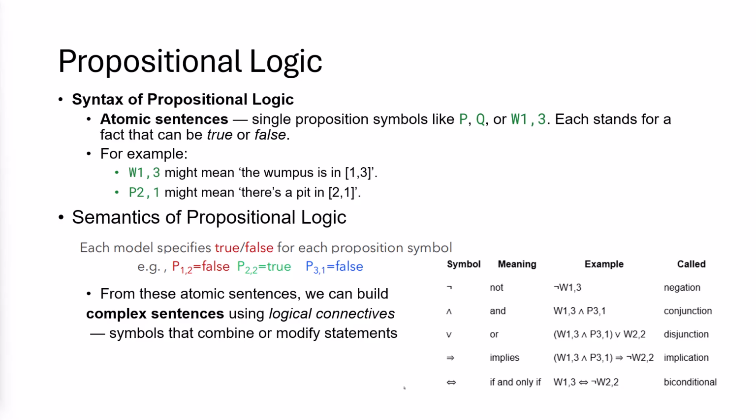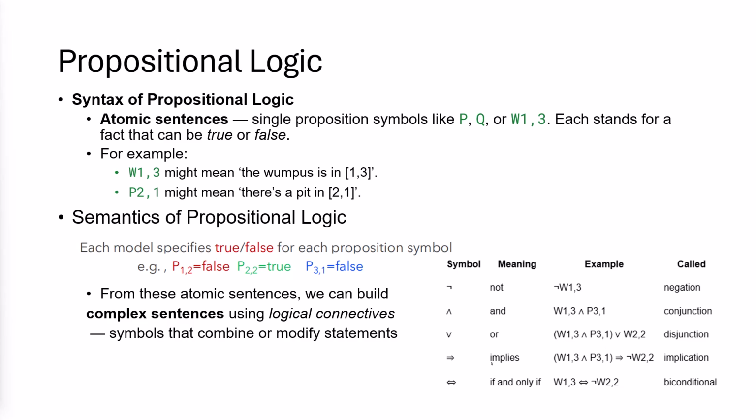This table shows some examples. Not W13 means the Wumpus is not in 13. It's called negation. Then comes the and, or conjunction, like W13 and P31, which means the Wumpus is in 13 and the pit is in 31. Then disjunction, or, like W13 and P31, or W22. So the Wumpus is in 13 and the pit is in 31, or the Wumpus is in W22.